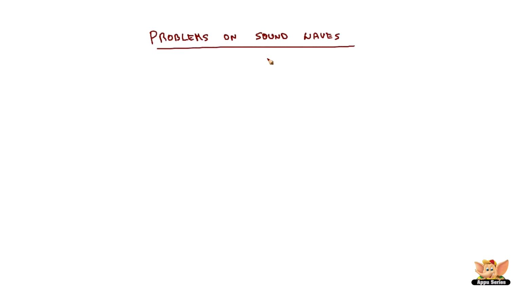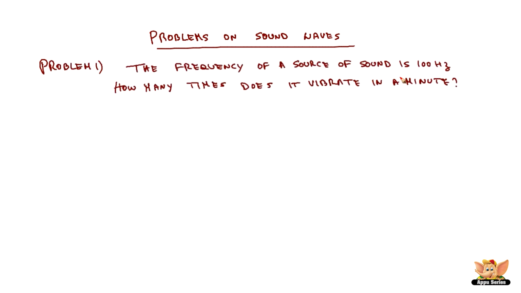Problems on sound waves. Problem 1. The frequency of a source of sound is 100 Hz. How many times does it vibrate in a minute? We know 1 Hz is 1 vibration per second. Vibration or cycle.